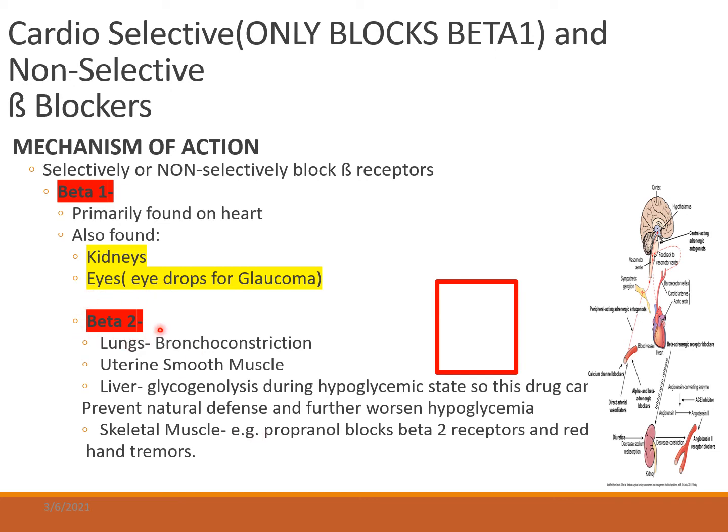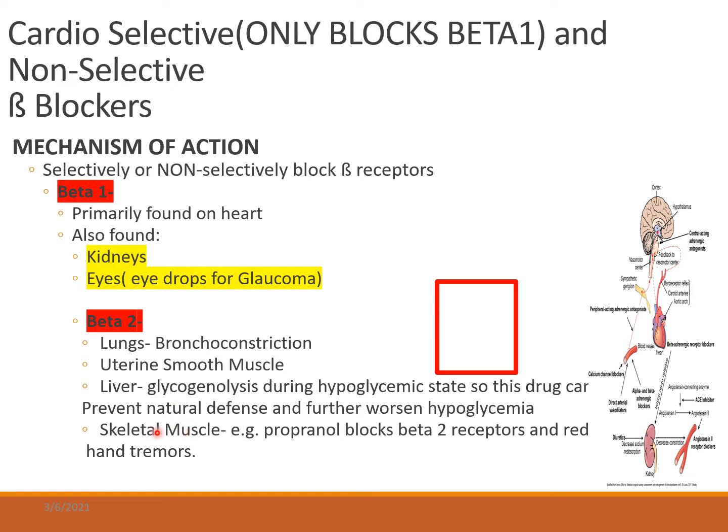Where are the beta 2 receptors found? Now, the non-selective beta blockers act on both beta 1 and beta 2. So, where are the beta 2 receptors found? They are found on two lungs, one uterus, one liver, and the skeletal muscle. In the liver, what happens?